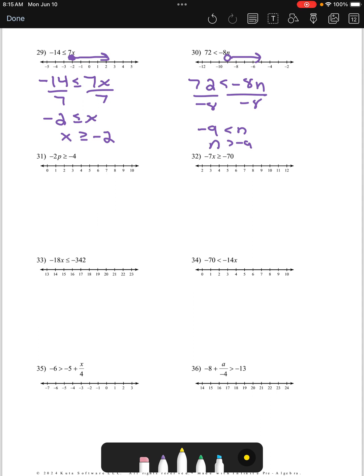Let's try something that doesn't look like it should work. Like -10. It's on the wrong side of the circle, according to what we have here. So 72 is less than -8 times -10, and we're checking to see if -10 works. Well, -8 times -10 is +80, and 72 is less than 80.